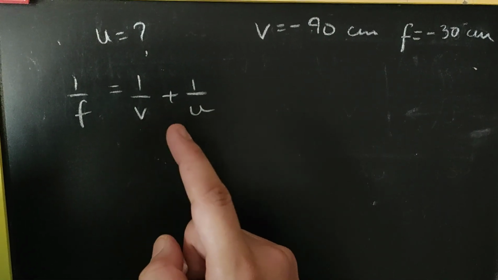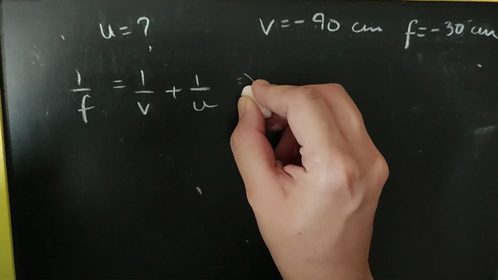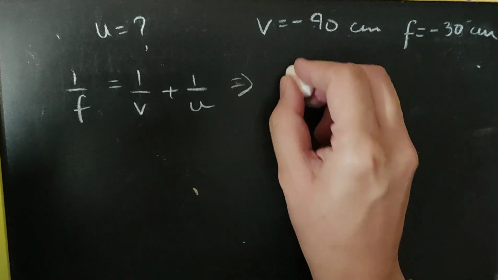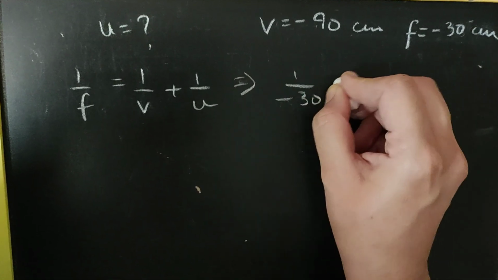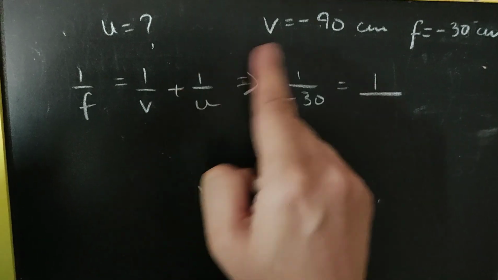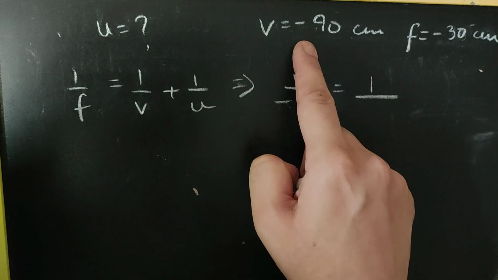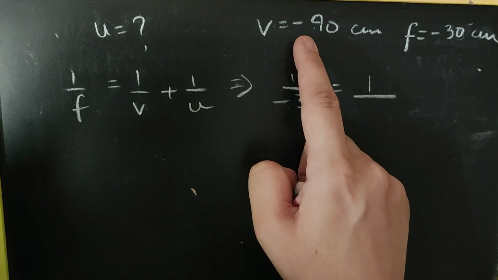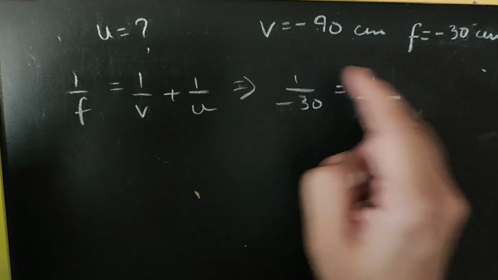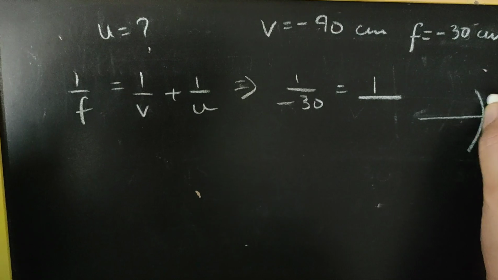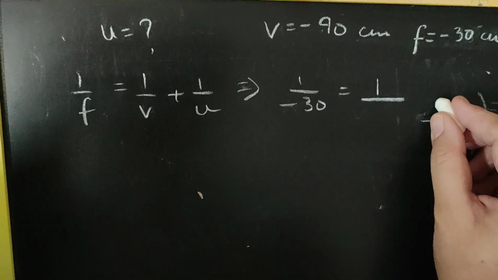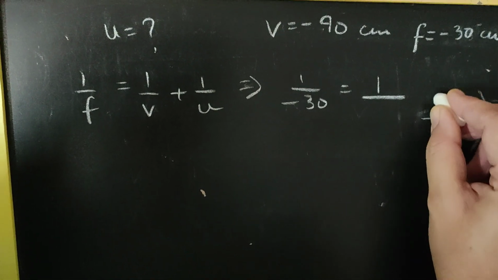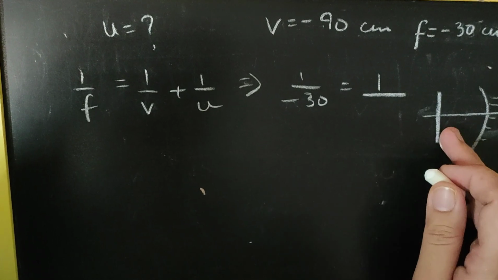Again, using the mirror formula, we know for a concave mirror we will be taking focal length negative, so 1 upon minus 30, 1 upon v. v this time is given. It's a concave mirror and we are wanting a real image. The wall is at 90 cm from the mirror. So in case of a concave mirror, if we get a real image, that means the image is being formed in front of the mirror only.